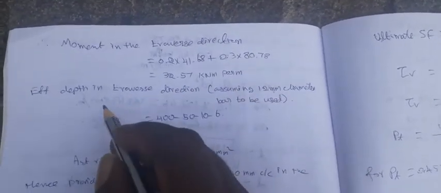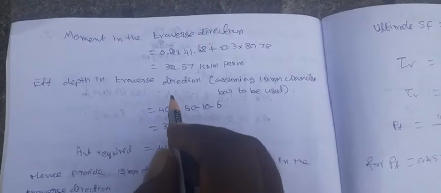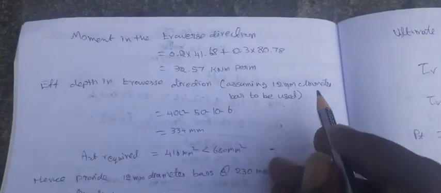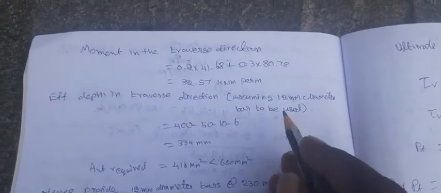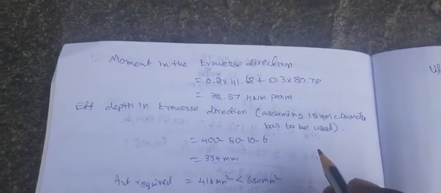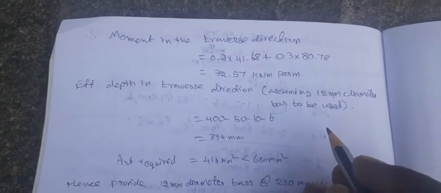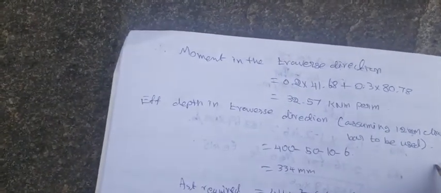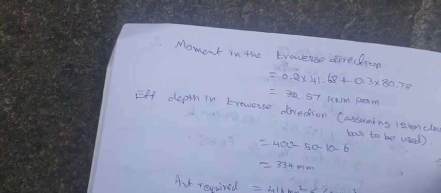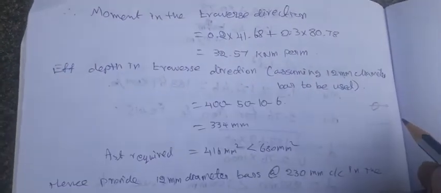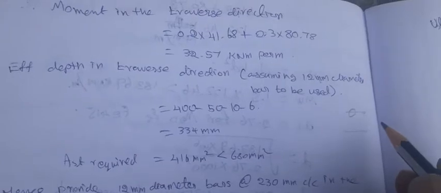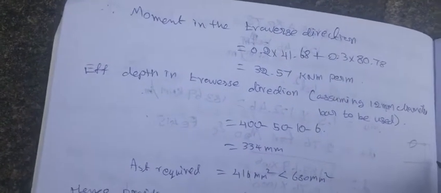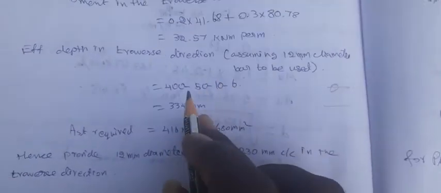Now the effective depth in the transverse direction. We assume that 12 mm diameter bars are used. For 12 mm diameter bars, the effective depth is reduced by half of the diameter of the bar, because we measure from the center of the bar to the bottom of the slab. So this is the effective cover.